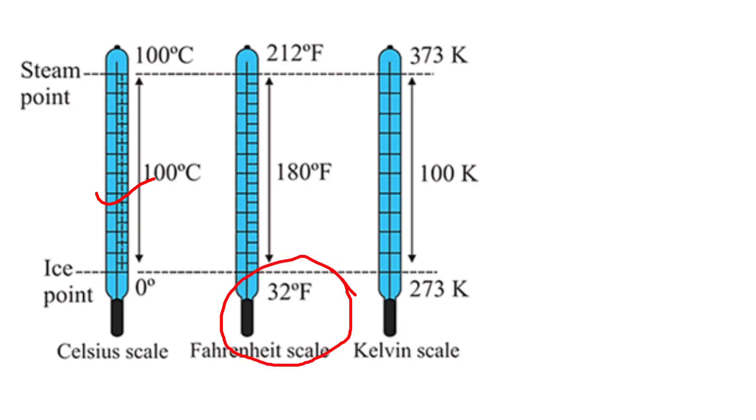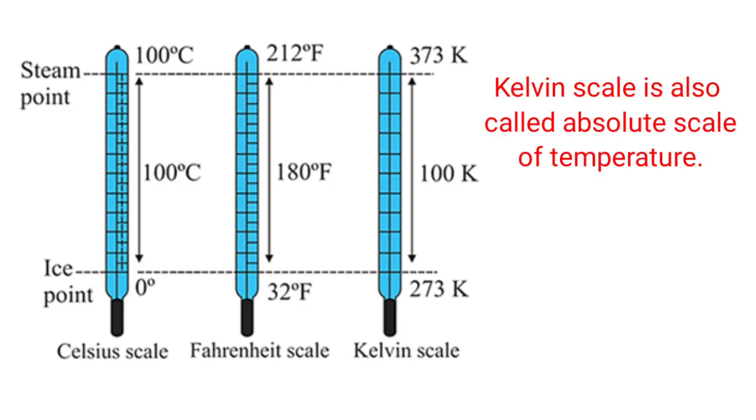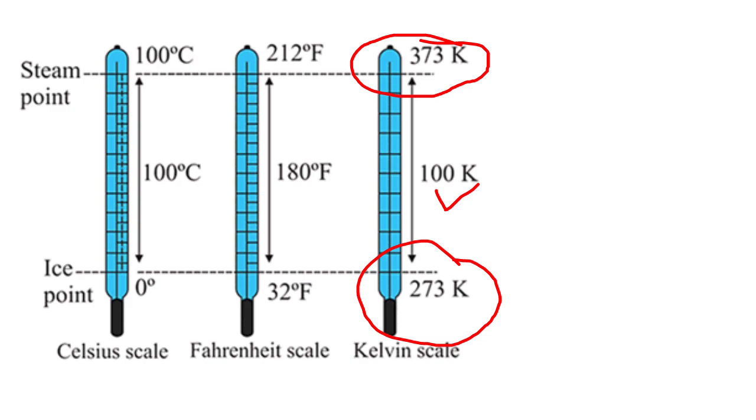In Fahrenheit scale, the lower fixed point is taken as 32 degree Fahrenheit and the upper fixed point is taken as 212 degree Fahrenheit. The interval consists of 180 divisions where each division is equal to 1 degree Fahrenheit. Kelvin scale is also known as absolute scale of temperature. In the Kelvin scale, the lower fixed point is 273 Kelvin and the upper fixed point is 373 Kelvin. The interval consists of 100 divisions where each division is equal to 1 Kelvin.